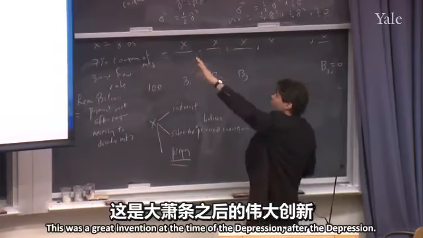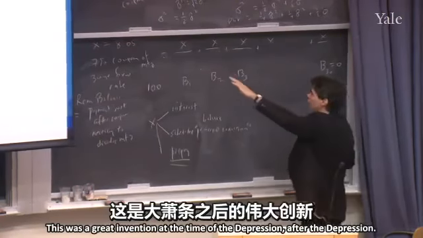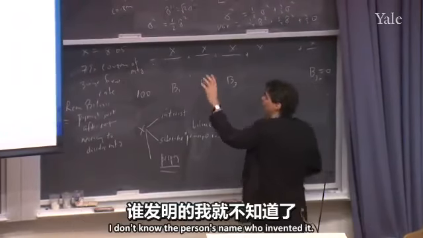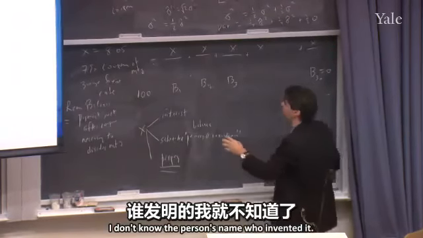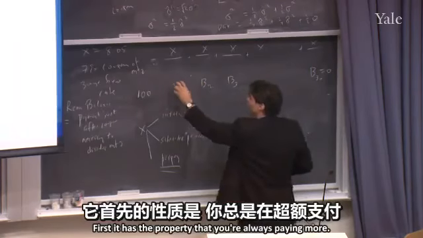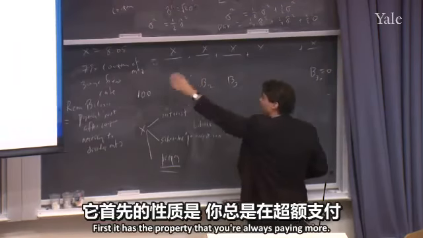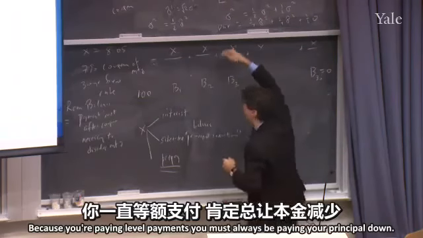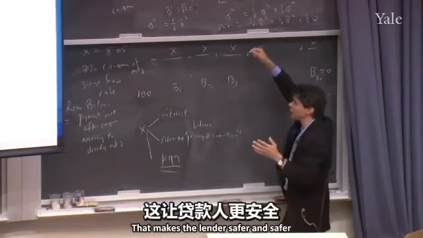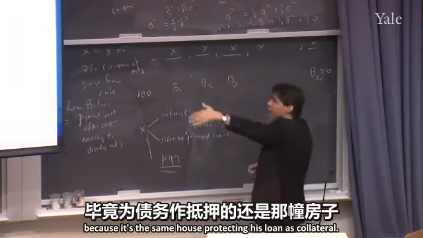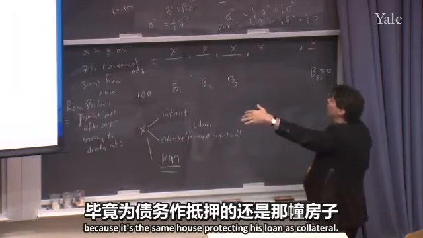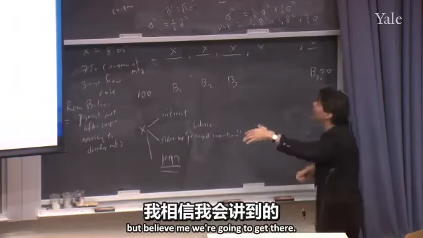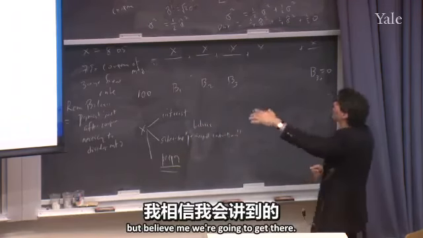This was a great invention, you know, at the time of the Depression, after the Depression. It probably had been invented before, but was used in a big way after that. I don't know the person's name who invented it. And it has the property that you're always paying more, because you're paying level payments. You must always be paying your principal down. That makes the lender safer and safer because it's the same house protecting his loan as collateral. We haven't come to collateral and how the whole world depends on collateral yet, but we're going to, believe me, we're going to get there.